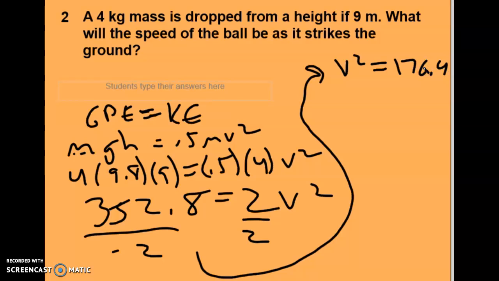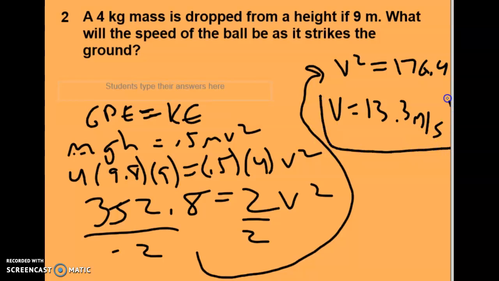176.4, if I take the square root, remember I don't want V squared, I want V. V is equal to about 13.3 meters per second. Good.